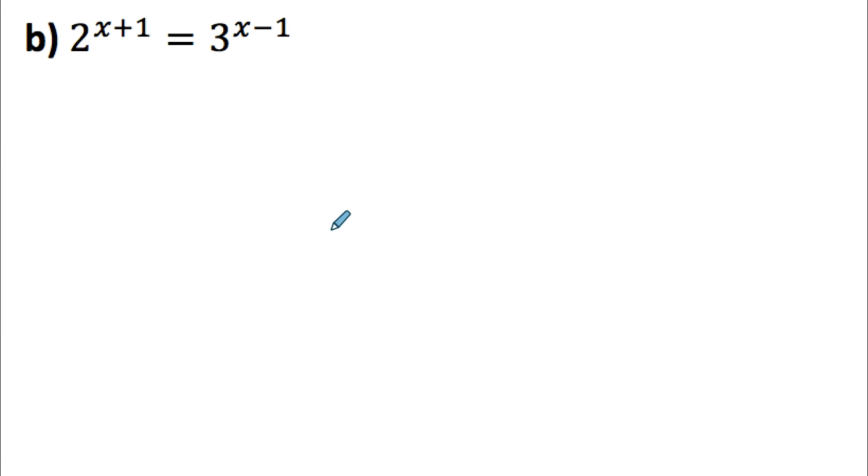All right, part B. It's a very similar type of equation. We're going to use the exact same strategy. It's power equals power, where those powers would not be easy to rewrite with the same base. We can't rewrite 2 and 3 with the same base easily, so what we do instead is take the log of both sides and use our power rule to get the variable out of the exponent and then try and isolate the variable. Pause the video now and try this one on your own.